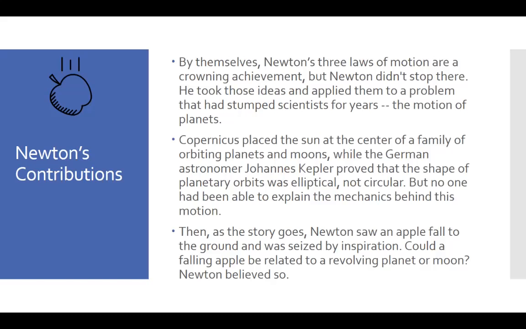Now, if you think about how our understanding of us and our relation to the other planets, to our sun, to space have evolved over time, this is a big deal. Copernicus placed the sun at the center of the family of orbiting planets and moons, while German astronomer Kepler proved that the shape of the planetary orbits was elliptical and not circular. But no one had been able to explain the mechanics behind how the motion was occurring.